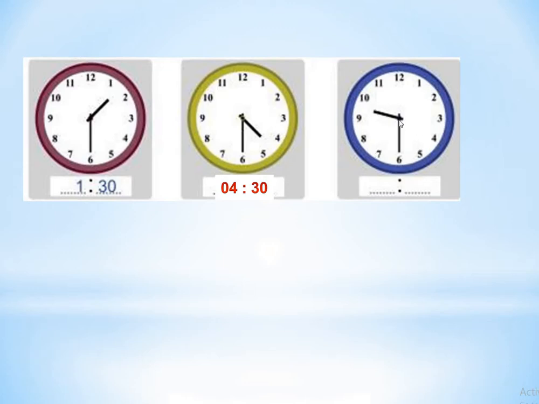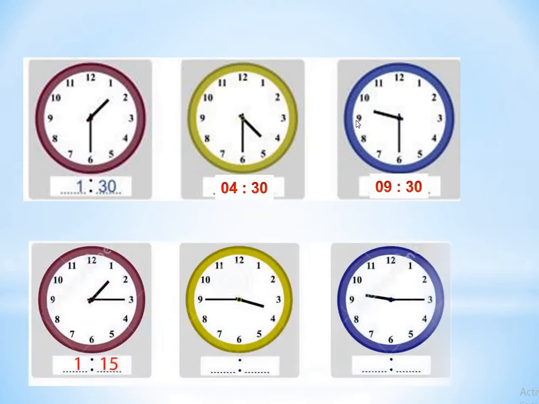Here, the longhand stands on number 6 and the shorthand between 9 and 10. Do we put here minutes or hours? Here minutes. How many minutes? 5, 10, 15, 20, 25, and 30. So we will put 30 in minutes, and hours, 9 or 10? The number before. It's 9, so it's 9 in hours and 30 in minutes.